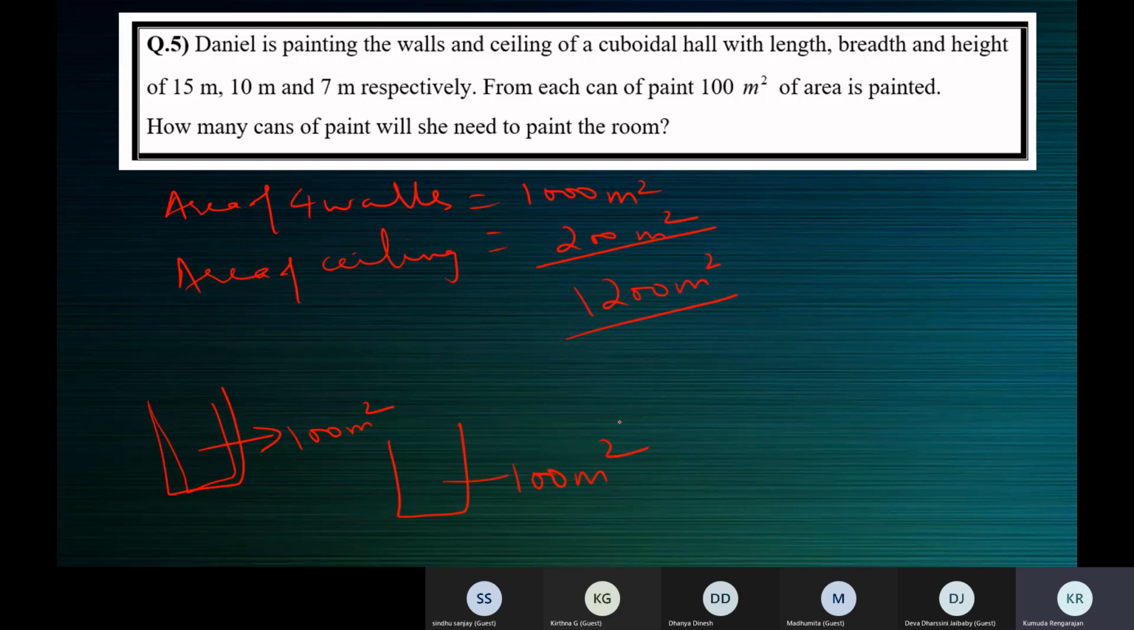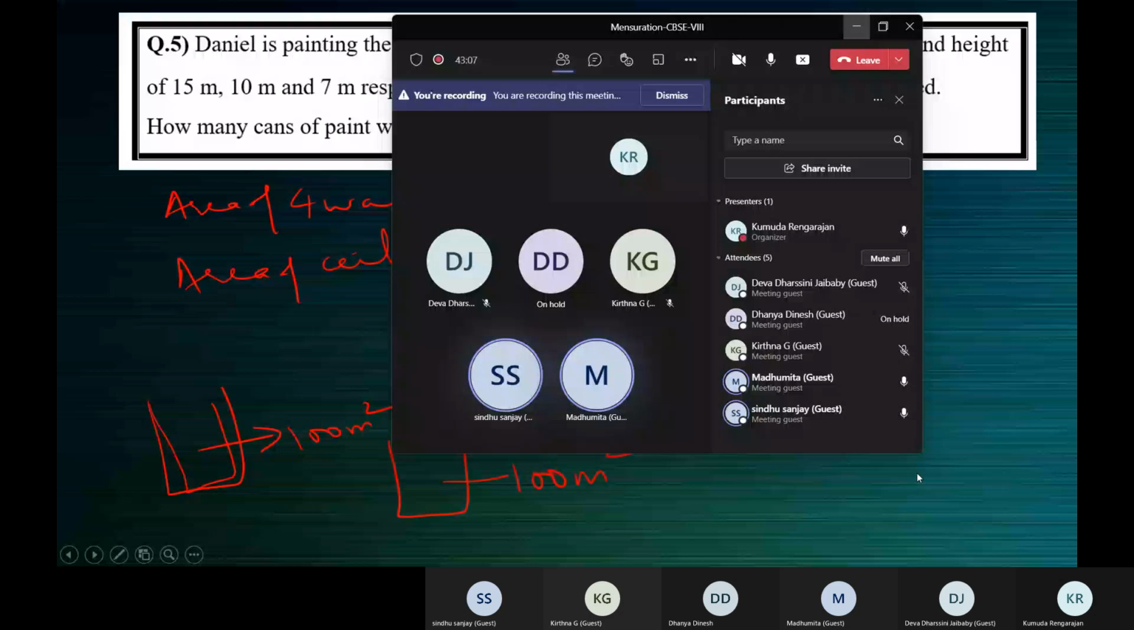I'm scared if I'm clear or not. Am I audible and clear, children? Yes, ma'am. Ma'am, it's not clear, ma'am. Voice is not clear, ma'am. Ma'am, it's breaking a bit, ma'am. Is it? Ma'am, sometimes it's slowed and then sometimes it's breaking, ma'am. Oh my God.